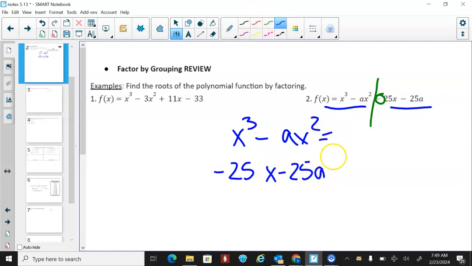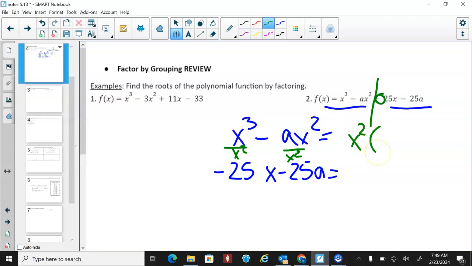And again, what I'm going to try to do is take a greatest common factor. From the first one, I can take x squared again. If I divide both of them by x squared, I have an x squared on the outside as my greatest common factor. What I have left is x minus a. And for the second part, I can take negative 25 out.